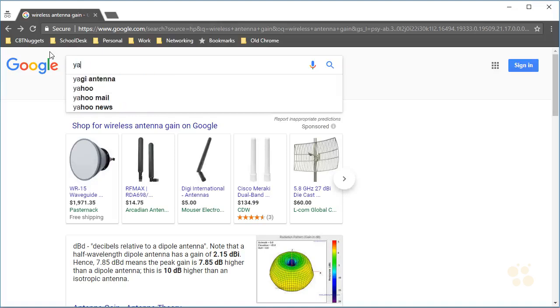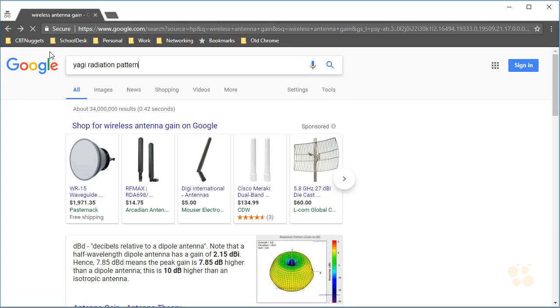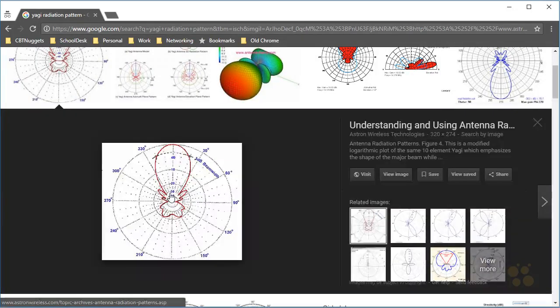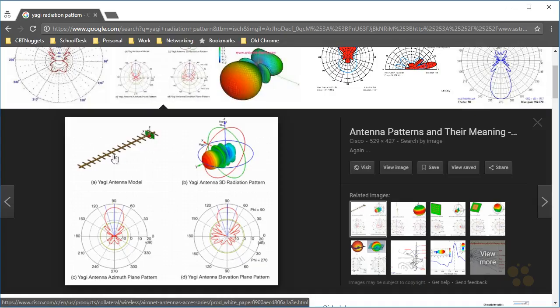Let me show you this. Yagi radiation pattern. There we go. Yeah, look at that. You can see that big beam just shooting straight out up here. Here's one that goes horizontal and vertical. By the way, that's what a lot of Yagi antennas look like. On the left is our horizontal plane pattern. On the right is our elevation or our y-axis vertical plane pattern. This is what it would look like if we tried to draw it three-dimensionally every single time.